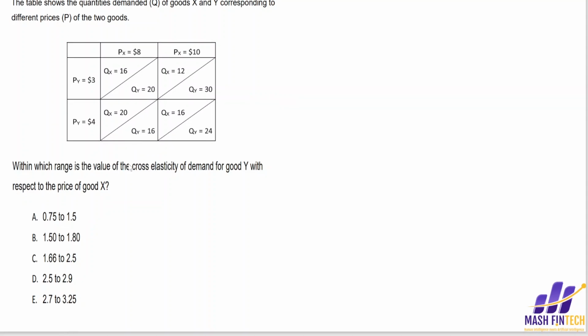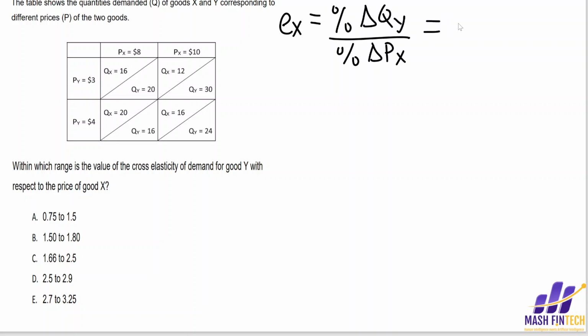We are given this table here for goods X and Y. They want the cross elasticity of demand for good Y with respect to the price of X. So you write the formula: cross elasticity equals percentage change in the quantity of good, in this case Y, over percentage change in the price of good X. So you can write this as change in quantity of Y over change in price of X times original price of X over original quantity of Y.